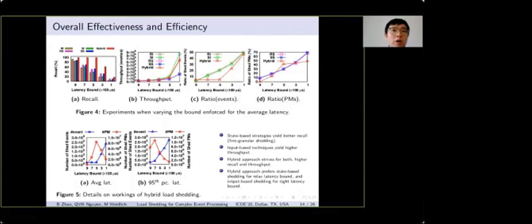Let's first look at the overall effectiveness and efficiency. As shown in Figure 4a, state-based strategies yield better recall due to fine-grained shedding. Figure 4b illustrates that input-based techniques yield higher throughput. Hybrid approaches strive for both higher recall and throughput. From Figures 4c, 4d, and 5a, we observe that the hybrid approach prefers state-based shedding for relaxed latency bounds, that is, above 500 microseconds. However, when the latency bound becomes tighter, below 500 microseconds, hybrid shedding prefers to drop input tuples.